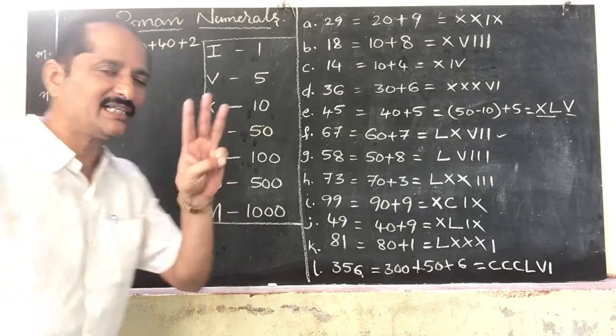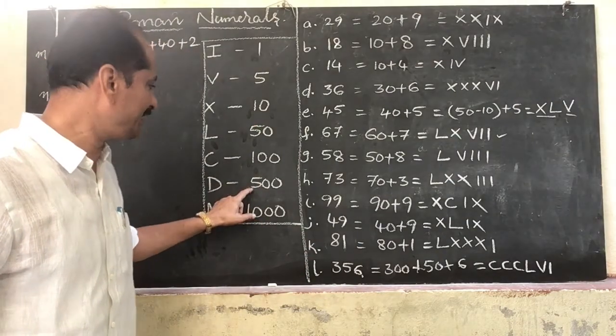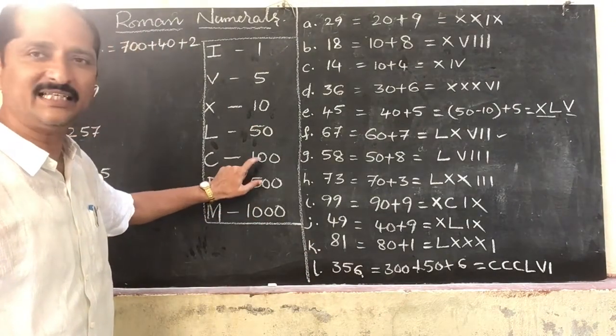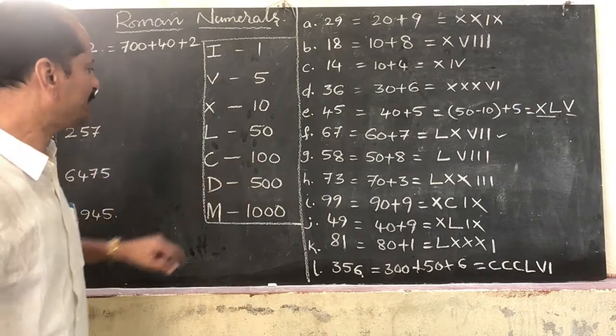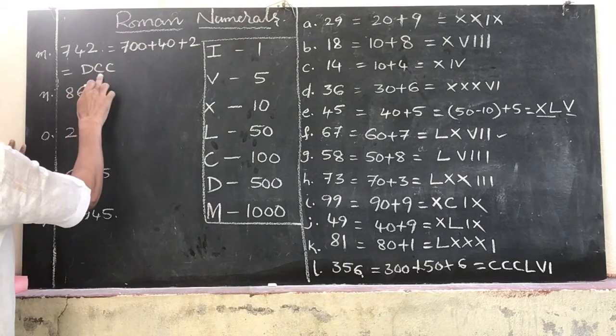Shall we subtract 300 from 1000? No. So we have to add 200 to 500. 500 means D. 200 is CC. So 700 means DCC. 500, 600, 700, over.